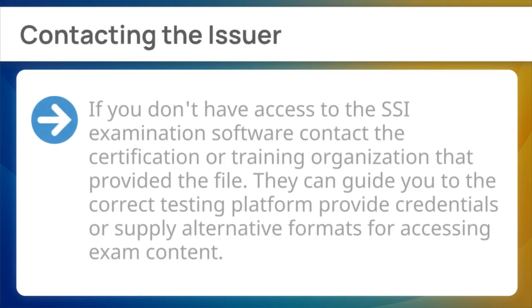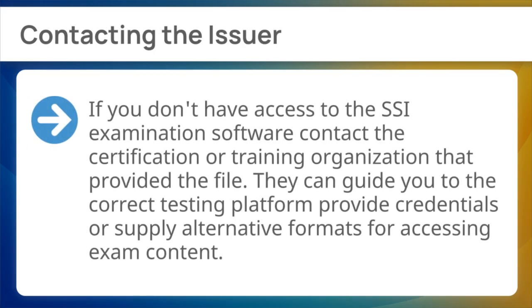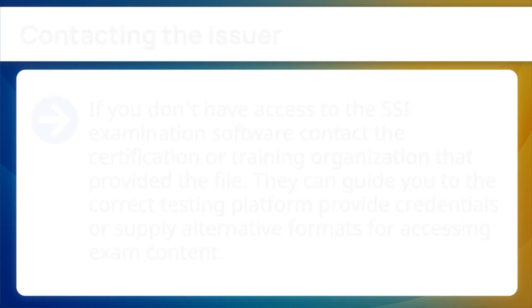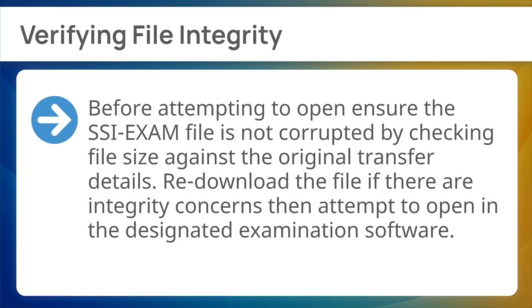Next, contacting the issuer. If you don't have access to the SSI examination software, contact the certification or training organization that provided the file. They can guide you to the correct testing platform, provide credentials, or supply alternative formats for accessing exam content. Finally, verifying file integrity.